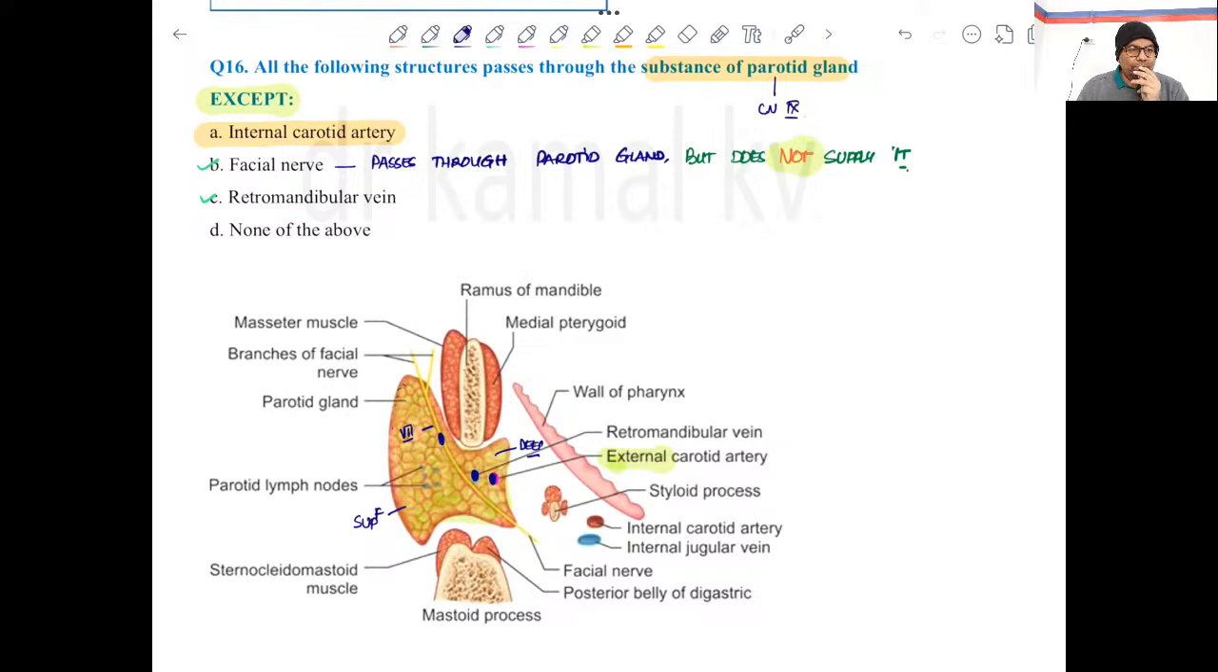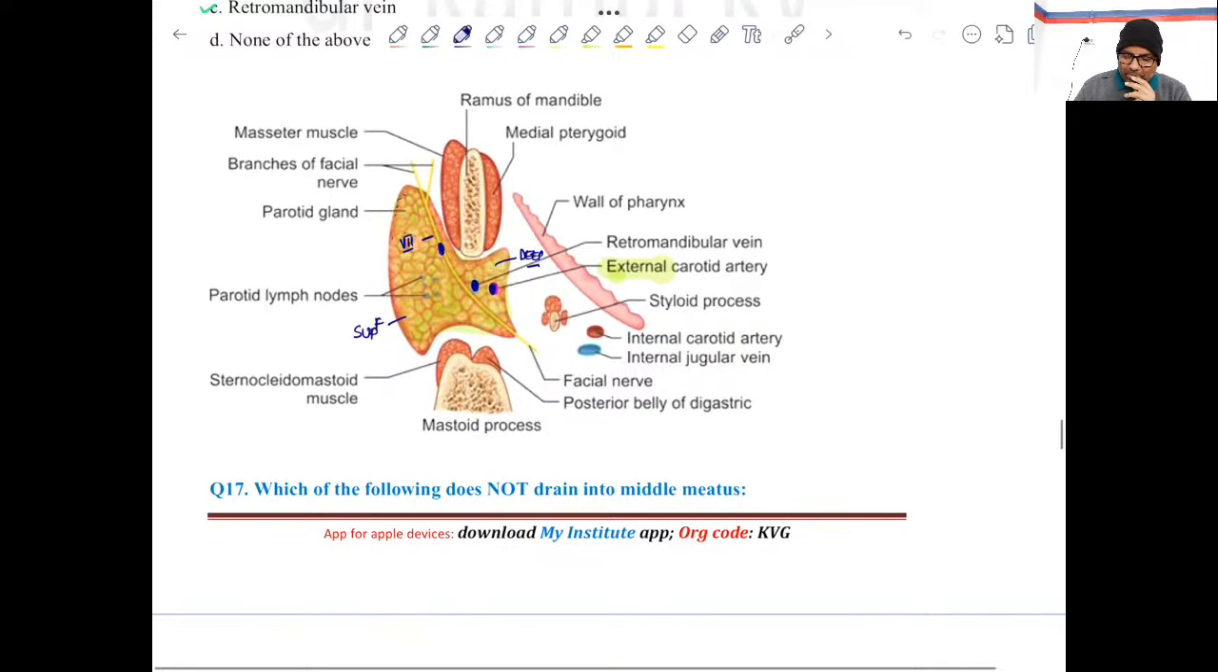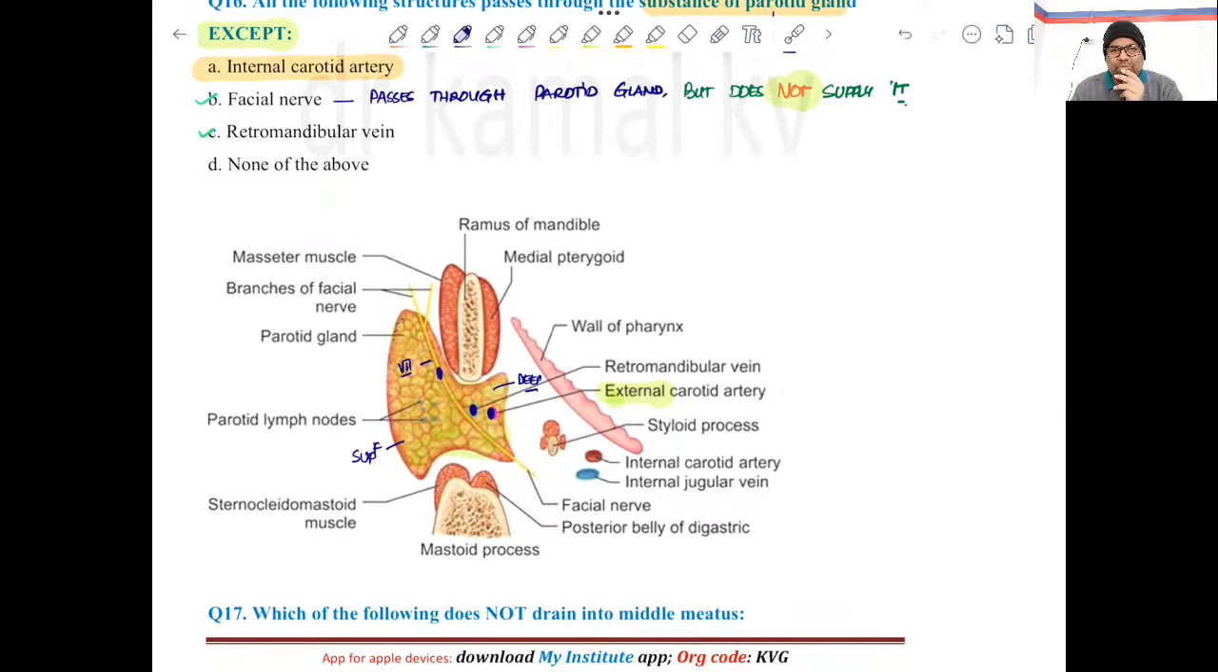This is very important. Many times it has been asked. Clear? Yes, Dr. Punit. Right? So please remember. And this is how, with so many similar sounding terms, they will trap you.